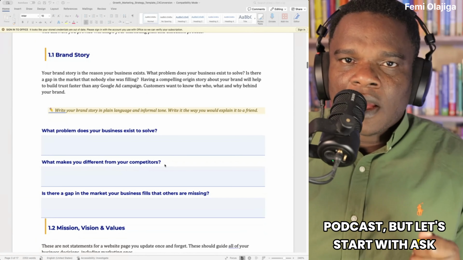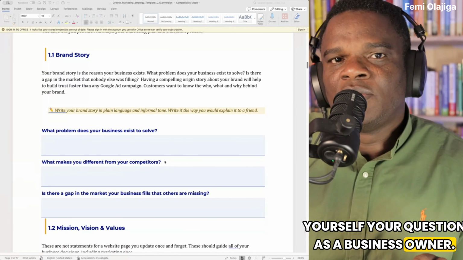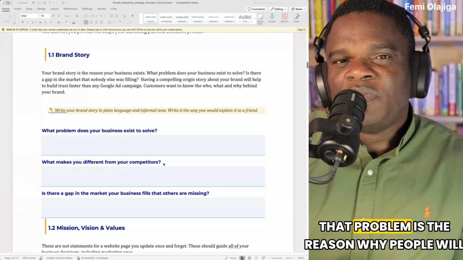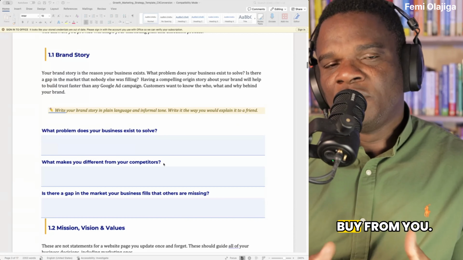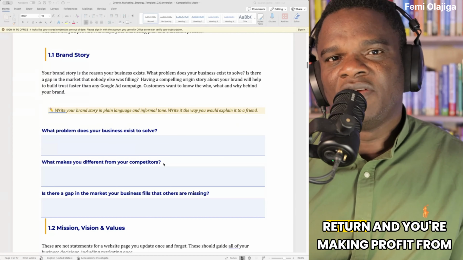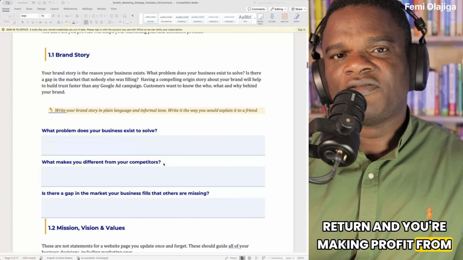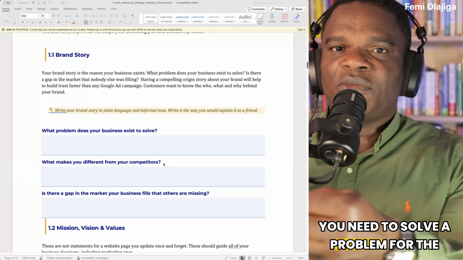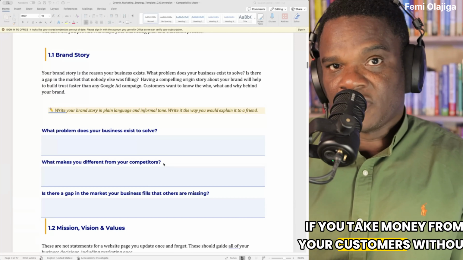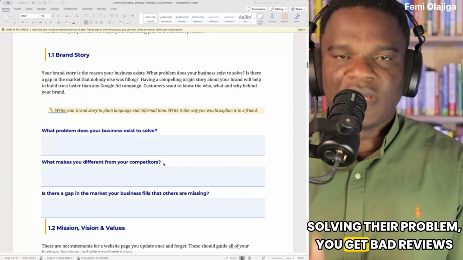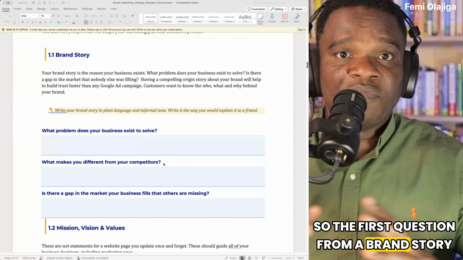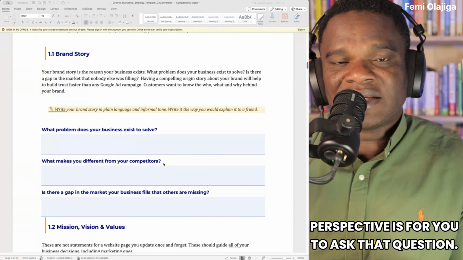But let's start with this question as a business owner: what problem does your business exist to solve? That problem is the reason why people will buy from you. You're solving a problem for your customers and they're giving you money in return, and you're making profit from that. You need to solve a problem for the customers for them to exchange money with you. If you take money from your customers without solving their problem, you get bad reviews and customers don't come back to you. So the first question from a brand story perspective is for you to ask that question.